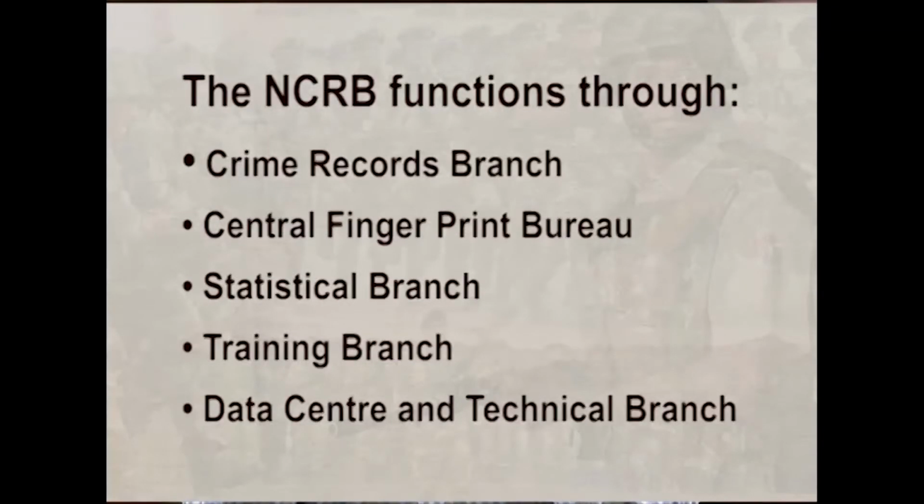Currently, the NCRB functions through the Crime Record Branch, Central Fingerprint Bureau, Statistical Branch, Training Branch, Data Center and Technical Branch. With this, we come to the end of NCRB, and I think you are well versed with the functions of NCRB. They also keep records on the theft of vehicles. Now we move on to our next module.